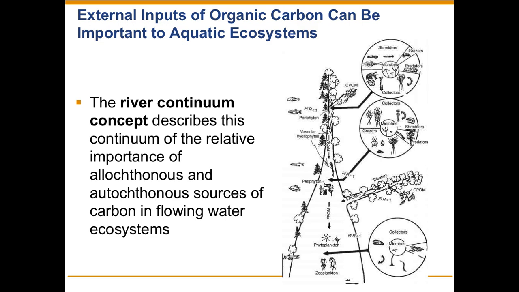Okay. So if you start with a small stream in a forest, is the majority of the energy fueling that food web, fueling the community within that stream, allochthonous or autochthonous?